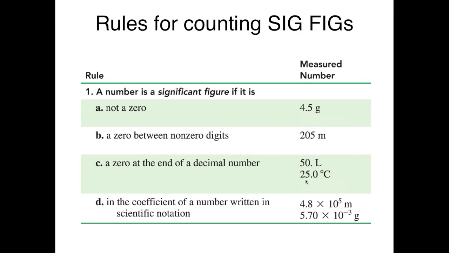So in 25 degrees Celsius, 25.0, that 0 is significant. Once again, this has 2 sig figs. This has 3 sig figs. In the last case, this is a catch-all kind of case. Any number that is written in scientific notation, whether 0 or non-zero, is significant. So in this case, 4.8 times 10 to the 5th, 4.8, both of those are non-zero, so automatically they are significant. But 5.70 times 10 to the negative 3 grams, their second example here, that 5 and 7, again, non-zeros, are significant. That 0 is going to be significant. Okay, anytime you write 0 in scientific notation, it's going to be significant.